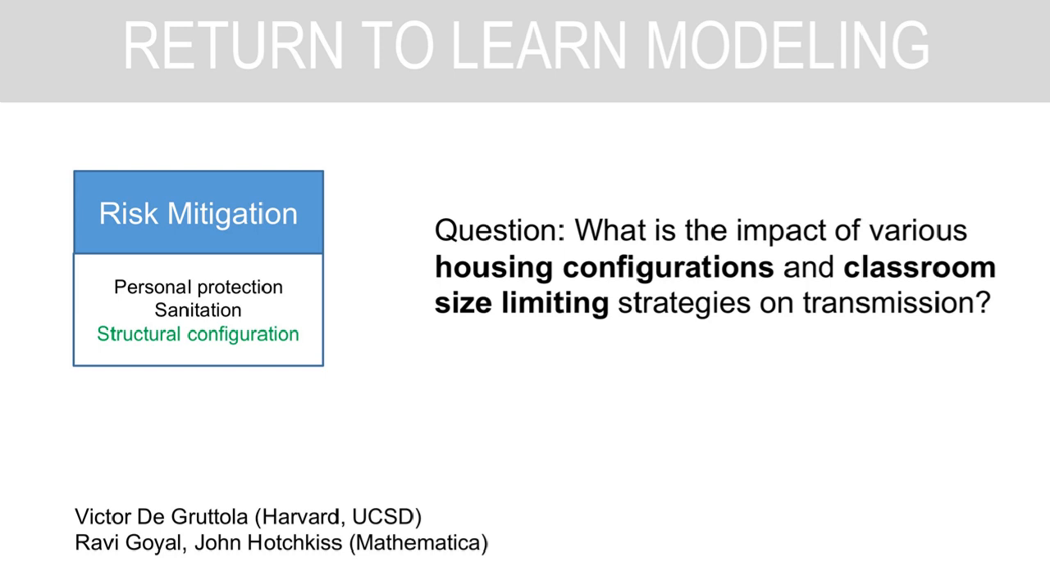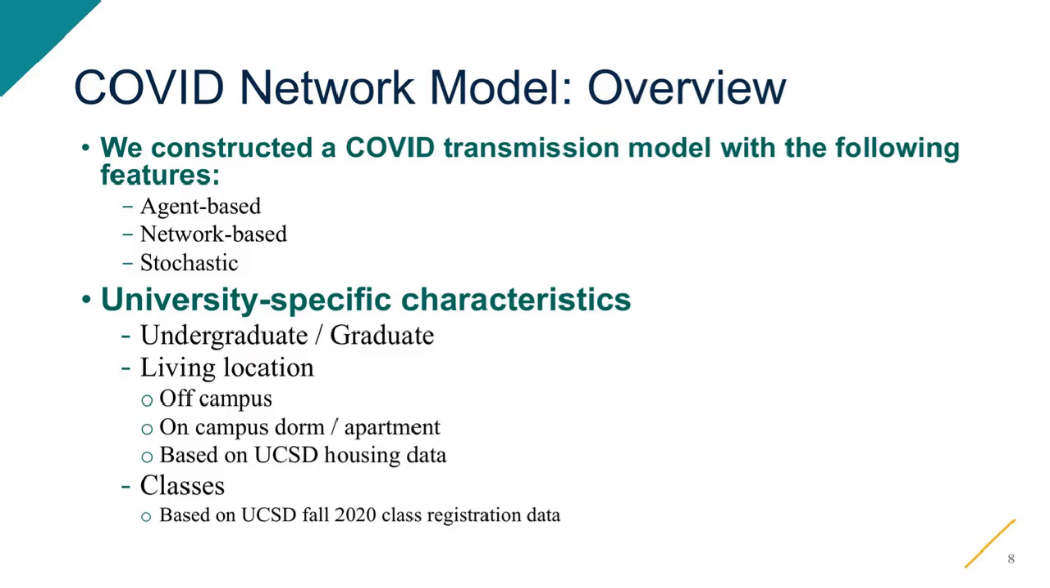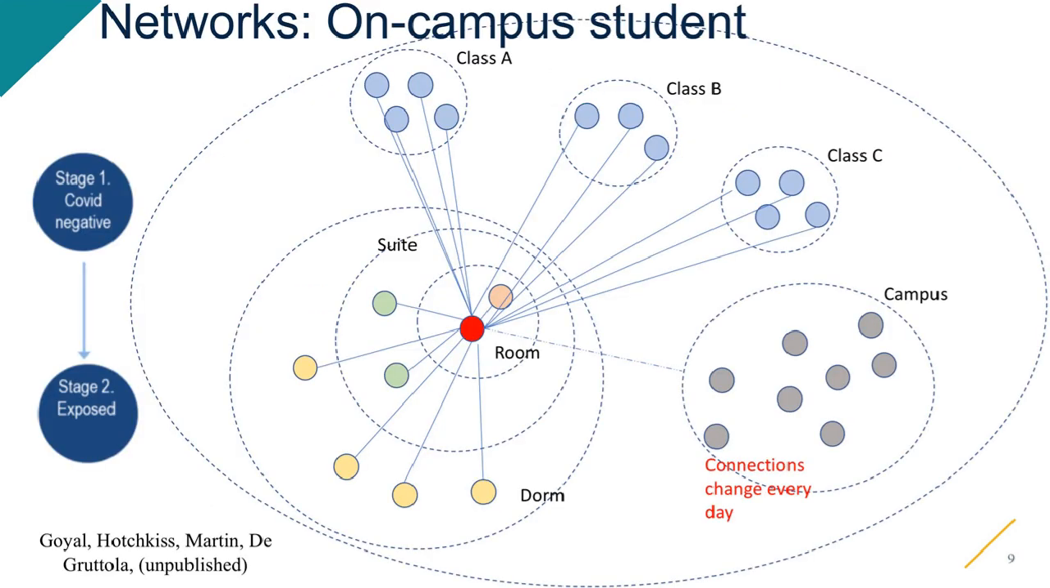And so we've done various modeling pieces to try to understand the impact of different approaches. The first, shown here on the slide, is in terms of thinking about the structural configuration on campus. Our starting question was, what was the impact of various housing configurations and classroom sizes on the risk of transmission? To do that, we developed an agent-based, network-based model. It captured the complexities in terms of the population types on campus, so graduates, undergraduates, et cetera, as well as their location and class registration data that we obtained from UCSD.